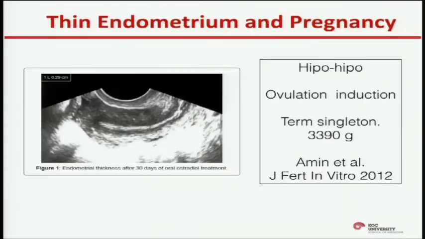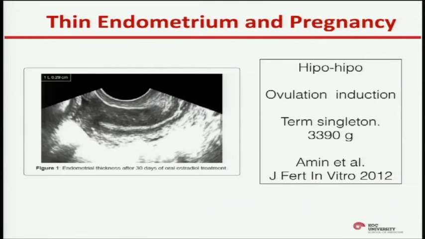Okay. And then this is the lowest I could find in the literature. It's a patient who had hypogonadotrophic hypogonadism. That's an ovulation induction cycle, not an IVF cycle or an IUI cycle. The maximal endometrial thickness is 3 millimeters. Healthy live birth at term, normal birth weight.